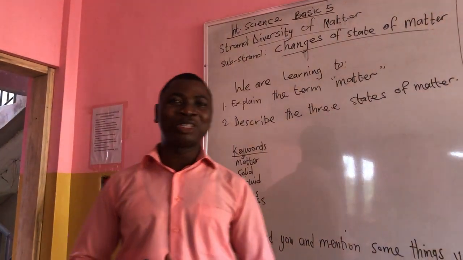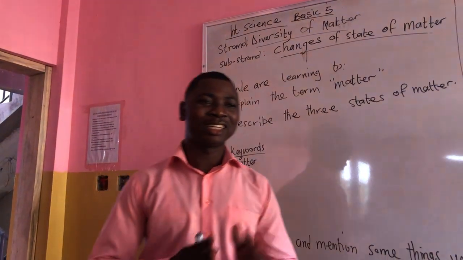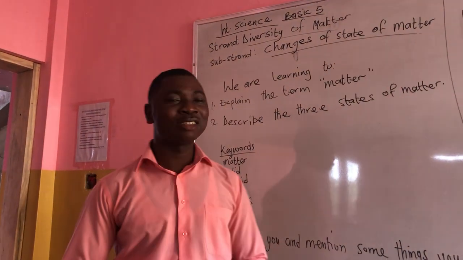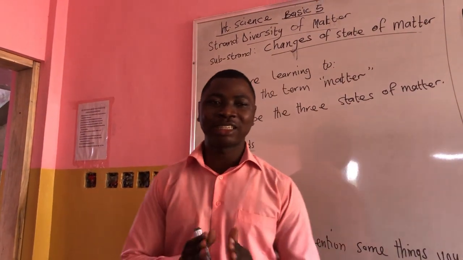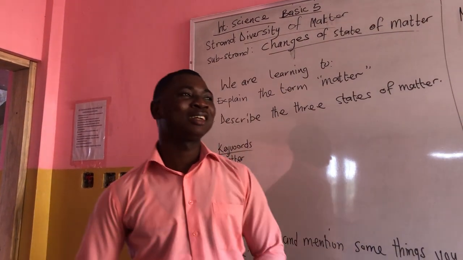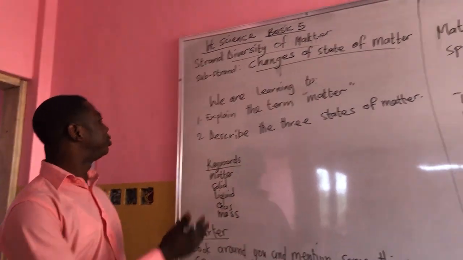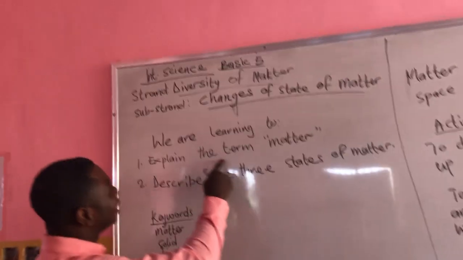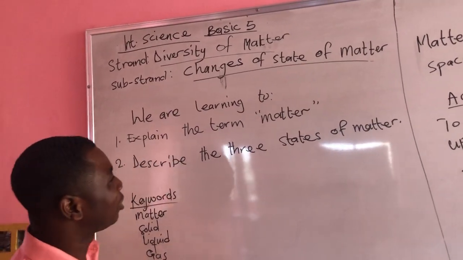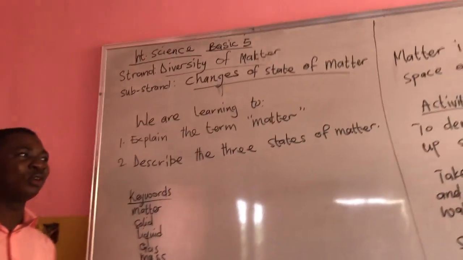And what are we talking about today? The main strand is diversity of matter, and our sub strand is changes of states of matter. So we want to talk about matter. What are we learning today? We are learning to first explain the term matter, and two, describe the three states of matter.